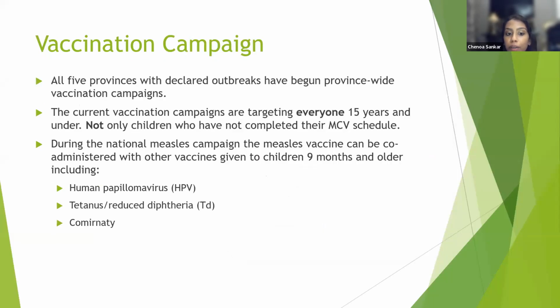So all 5 provinces with declared outbreaks have begun province-wide vaccination campaigns. The current vaccination campaigns are targeting everyone 15 years and under, so not only those who have gaps in their Road to Health card and have not completed their MCV schedule, so everybody. And during the National Measles Campaign, the measles vaccine can be co-administered with other vaccines given to children 9 months and older. So this includes HPV, TD, and Comirnaty.